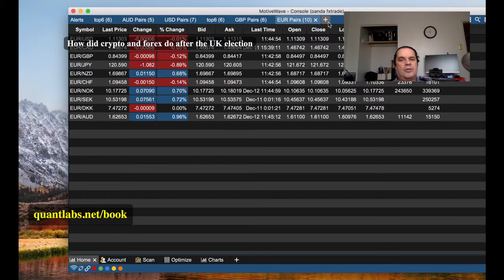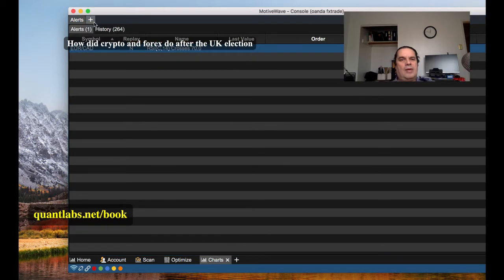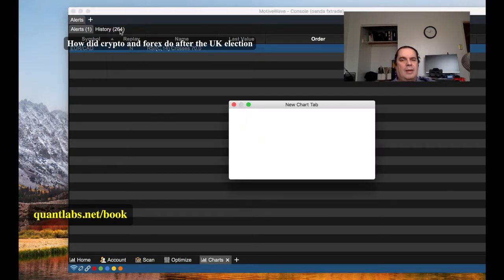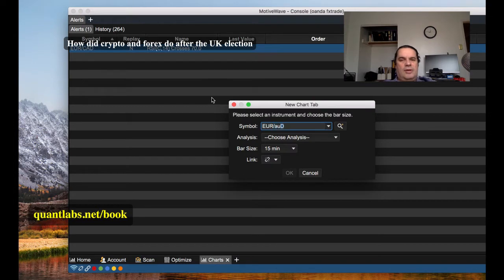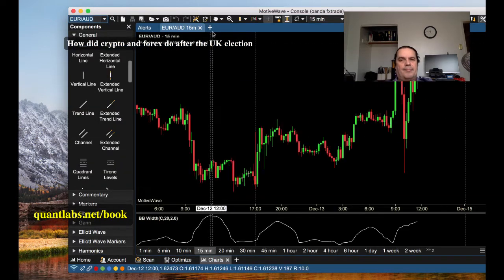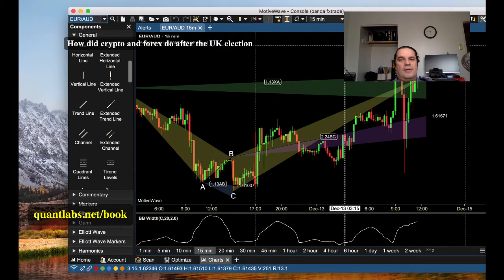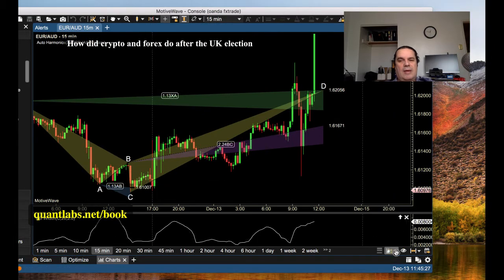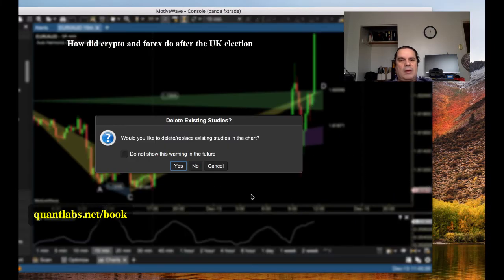Let's do that as a new chart. So we'll do that just for now. There's not much going on because it is Friday, 11:45 Eastern Standard Time. So Euro Australian dollar. I'll also throw in the British pound, and yes, we got to do the world famous, apply the template that we like to use. This one. Yes.